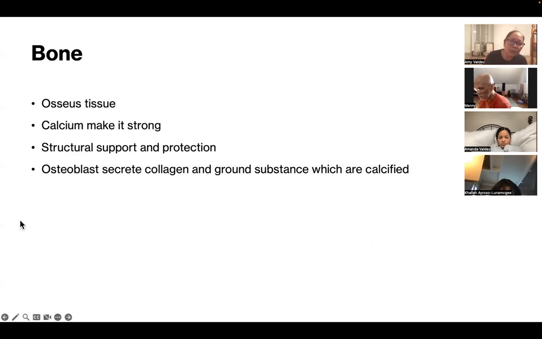All right, so bone is osseous tissue. Calcium makes it strong. It provides structural support and protection. Osteoblasts secrete collagen and ground substance, which are then calcified.